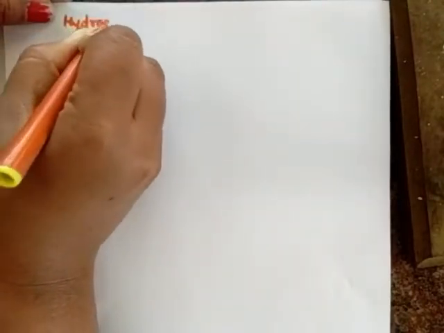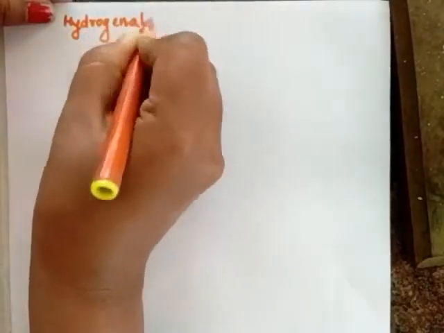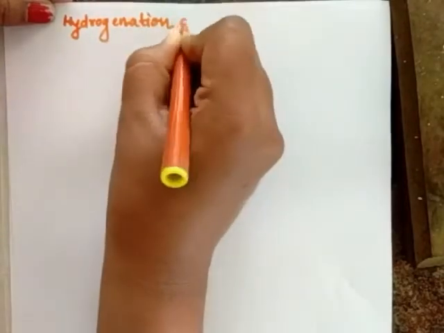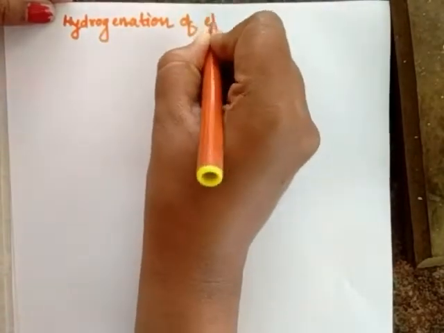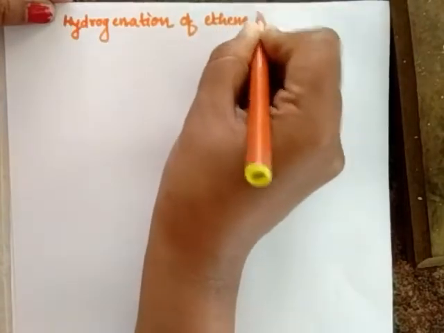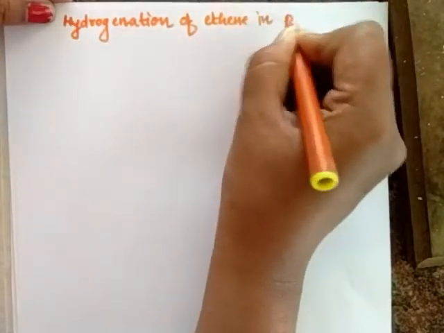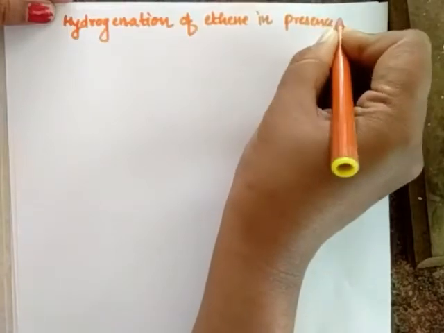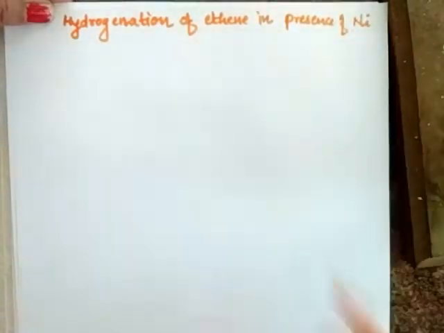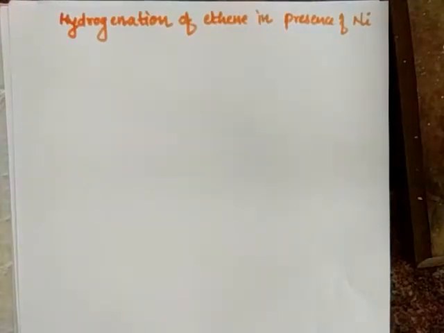Now let's see the next part, that is the example for the second theory. Which theory? Absorption theory. And in that we have one example, that is nothing but hydrogenation of ethene in the presence of nickel. Hydrogenation of ethene in presence of nickel.